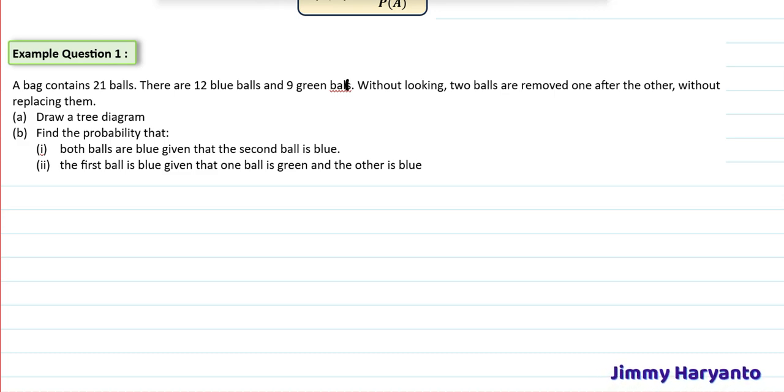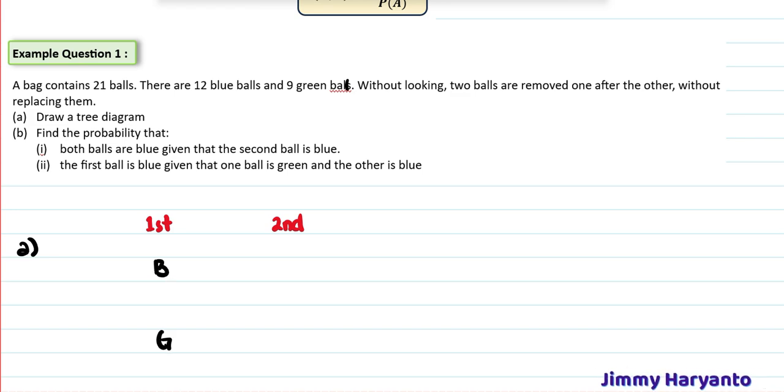Oh, sorry, this one is L. Without looking, 2 balls are removed one after the other without replacing them. Draw a tree diagram. Okay, let's draw the tree diagram first. We have to take it twice, so first take and the second take. For the first one, you will get either blue or green, and for the second one also the same, either blue or green. It's just like this. Okay, this is the branch.